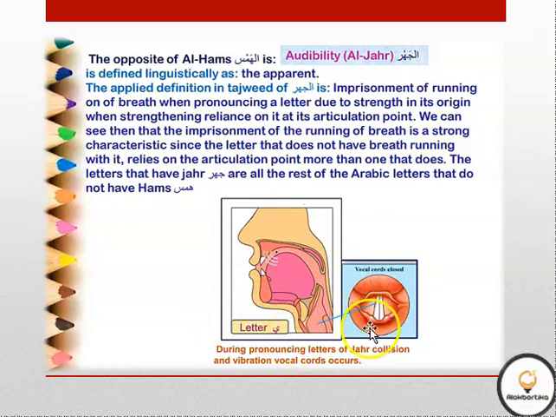So when we are pronouncing the jahr letters, our vocal cords are closed, and there is a collision and vibration in the vocal cords. Our vocal cords are closed, and the collision and vibration occurs in the vocal cords.